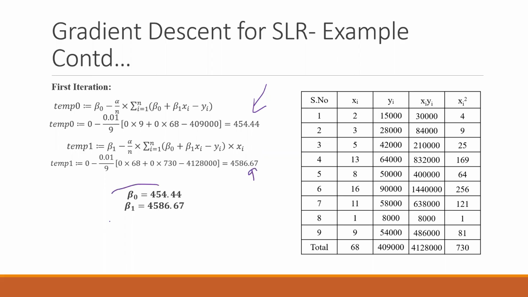So we have beta naught and beta 1 as these two values, because temp 0 was beta naught only, and this temp 1 was beta 1 only. So this is how you have to calculate beta naught and beta 1.